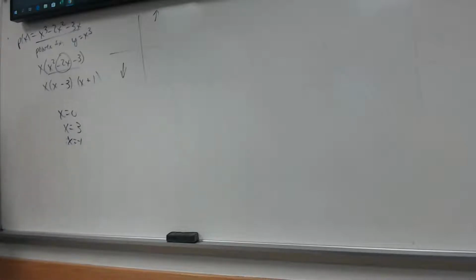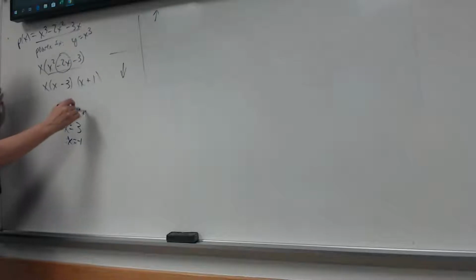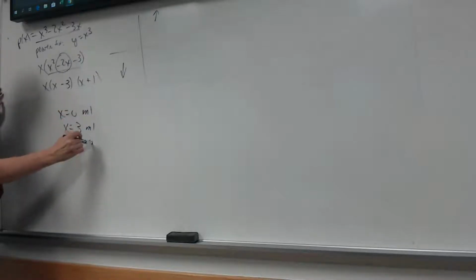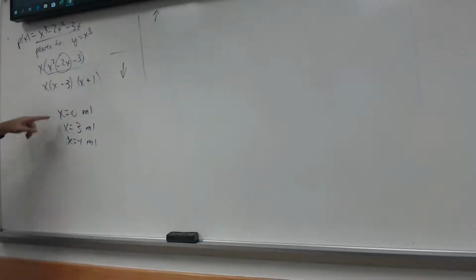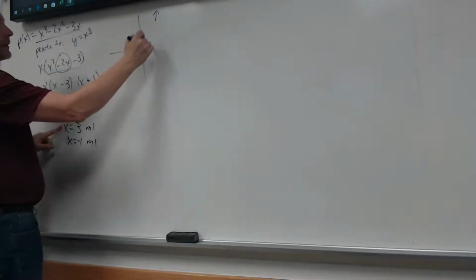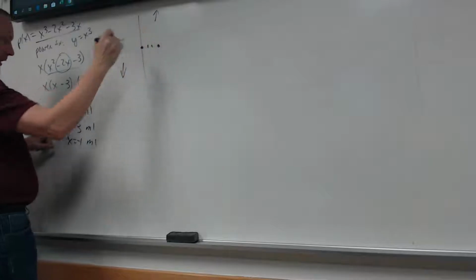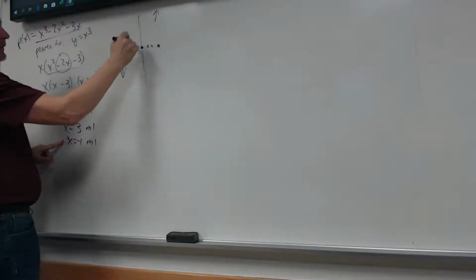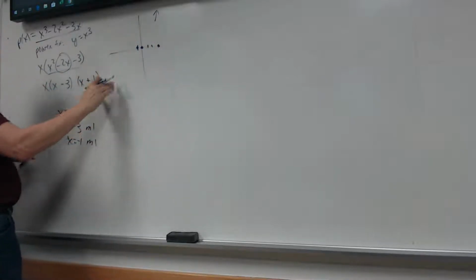And our multiplicities are, now that you've got that, we'll go back to Tyler. What are your multiplicities for all those? They're all 1. So I got a multiplicity of 1 on all of those, okay? So now I'm going to put on x equals 0, x equals 3, and x equals minus 1.